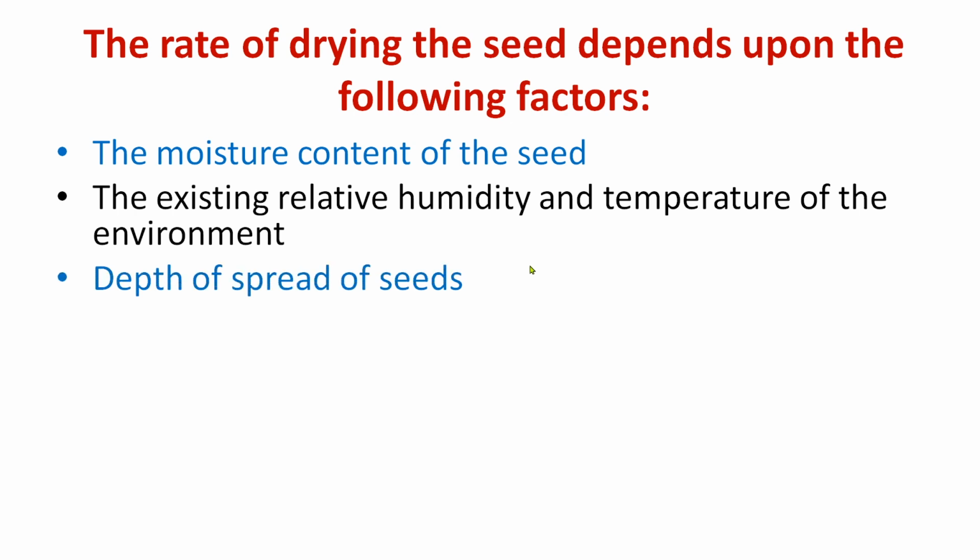Next one is depth of spread of seeds. In the mechanical dryers, the depth of seed should be at an optimal level, 1 to 1.5 at the max. If more than that, there won't be uniform spreading, because some of the seeds may be over dried on the bottom, and some of the seeds may not even dry on the top layer of the dryer. So uniform drying is necessary, and at this time we also need to provide a mechanical stirrer.